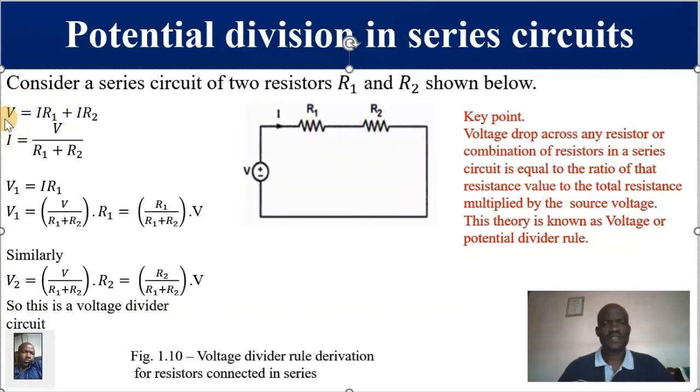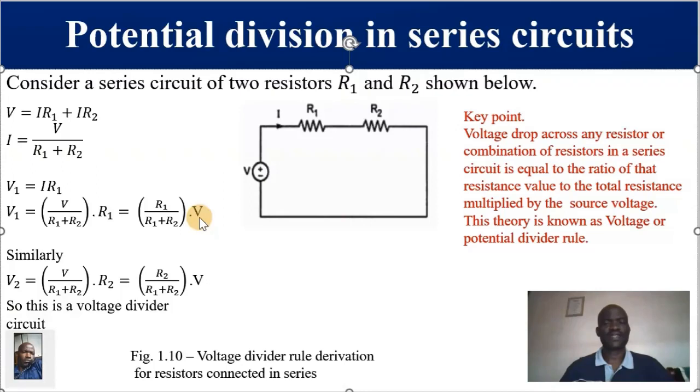So we can safely say V is equal to IR1 plus IR2, or we can say V is equal to V1 plus V2. To determine I, I is equal to V divided by R, and R in this case is R1 plus R2. Take note of this formula. We are going to use it somewhere. V1 is equal to IR1, but I is equal to V divided by R1 plus R2. So we are going to substitute I by V divided by R1 plus R2. Then our R1 remains. And normally this is stated as R1 divided by R1 plus R2 in brackets, times V. This is what we call potential divider rule or voltage divider rule.